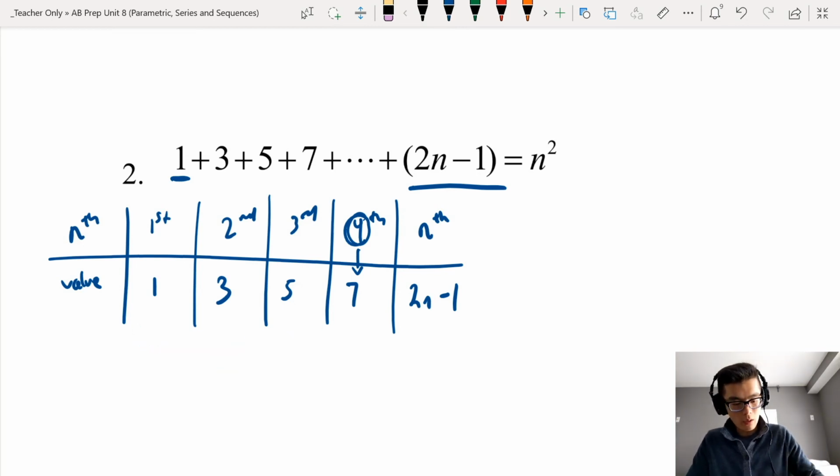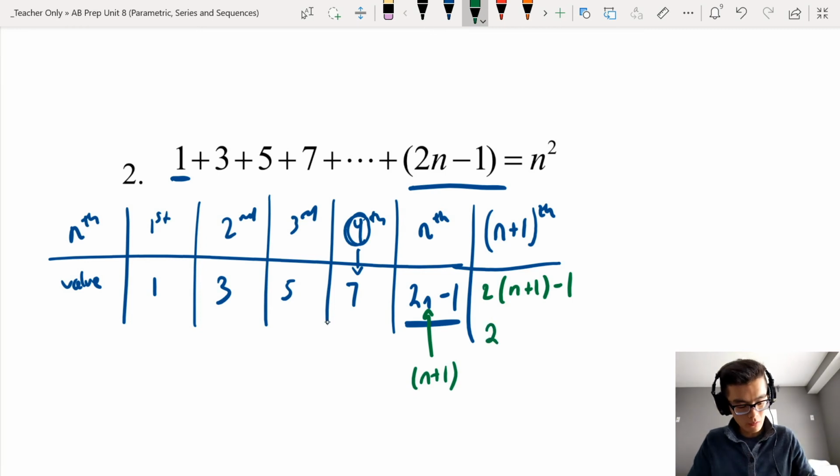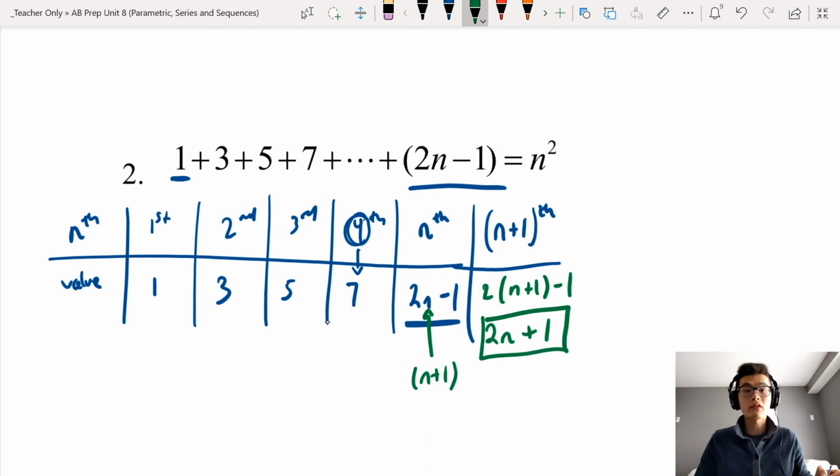And so if I want to try to find the n plus 1 term, or like the next term after this guy, all you got to do is replace n with the next version, n plus 1. So then we get 2 quantity n plus 1 minus 1. So if you distribute that all out, you get 2n plus 2 minus 1, so just plus 1. This is key for the next term that you add when you get the condition 2.